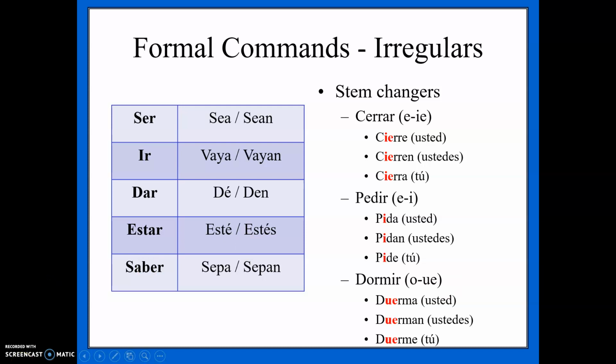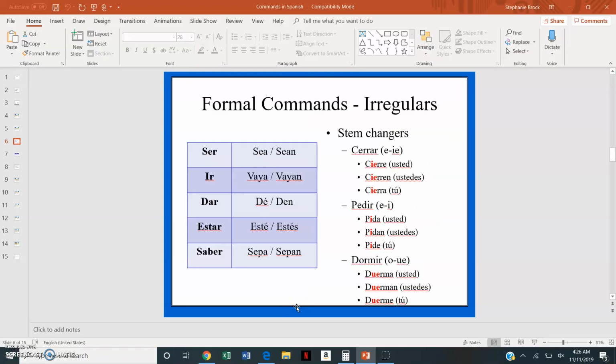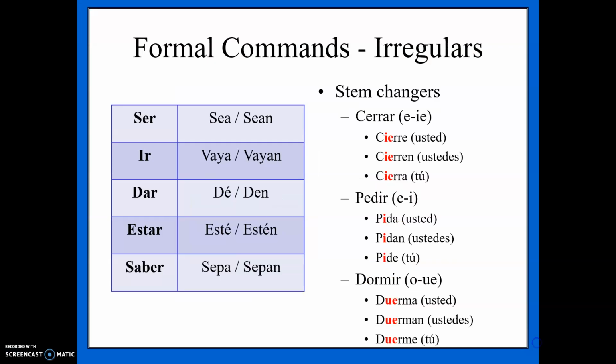We also have these different irregulars, ser, ir, dar, estar, and saber. Notice that dar and estar are the ones that have accent marks. Dar only on the singular form of the usted, and it's to differentiate it from the preposition de. Este and estes, this should be esten. I don't want to mess you guys up. Este and esten also have accent marks. And then the same thing here.